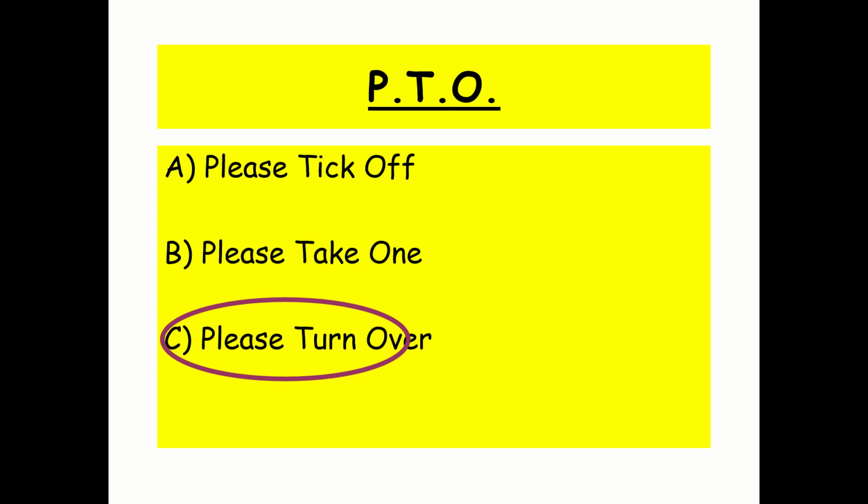Okay, so here you're completing a form and you think you've completed it, but maybe there's some more on the other side, on the opposite side. So at the end, if it says PTO, this means that it's not finished. There is more to write on the next side.